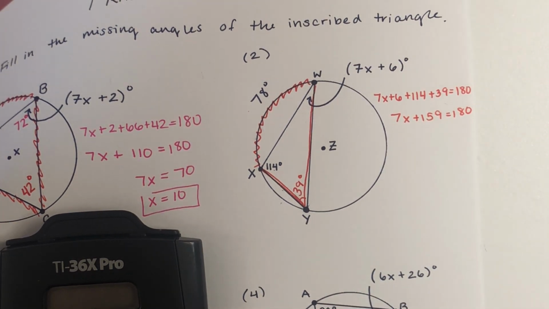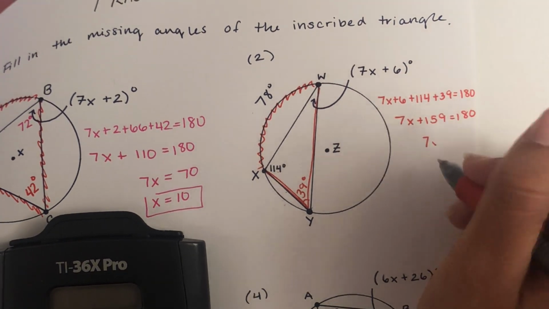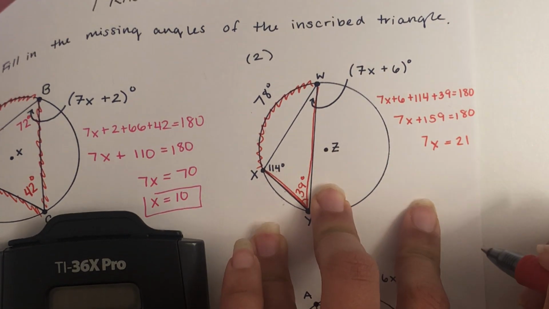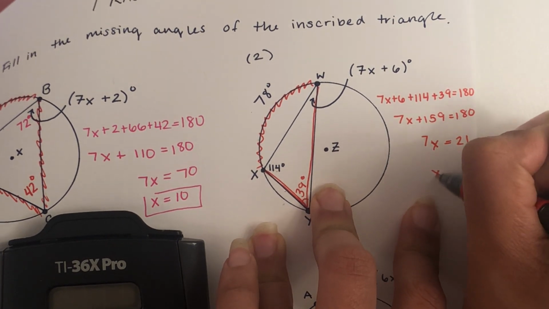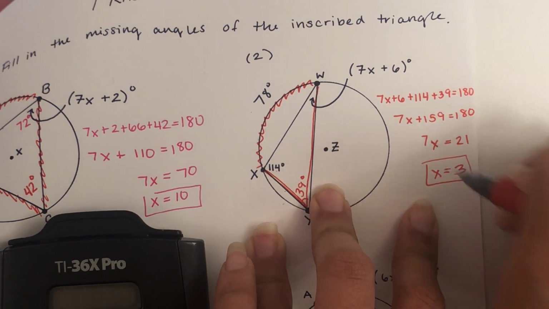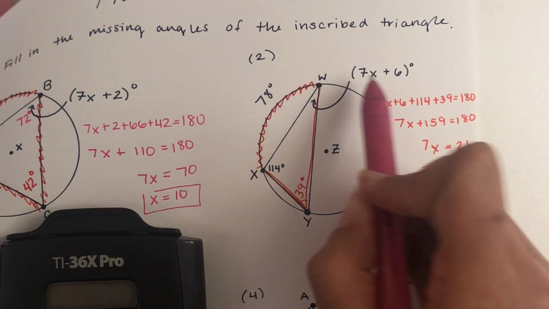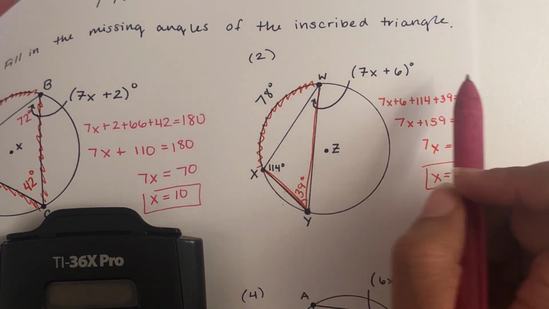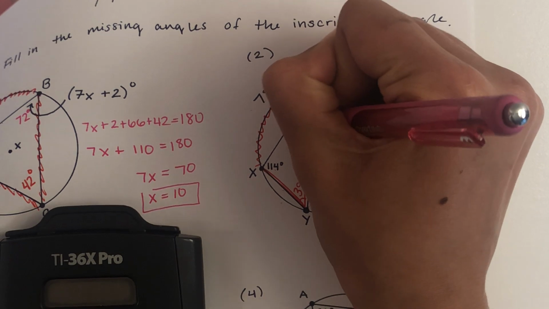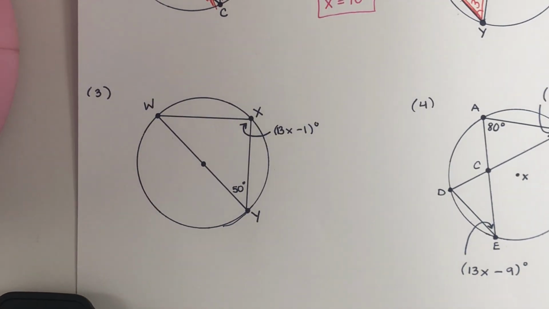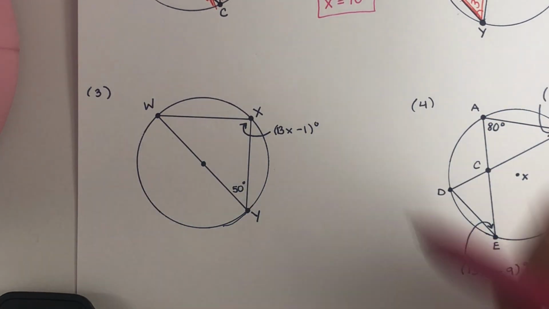Subtract 159 on both sides. You get 7x equals 21. Divide by 7 on both sides. Now I use that, right? This 3. 7 times 3 is 21. 21 plus 6, 27. That's it. All right, we're on to number 3. These are our last 2 problems today, by the way.